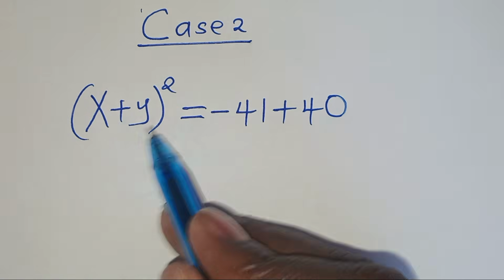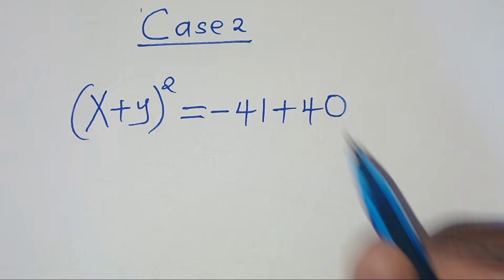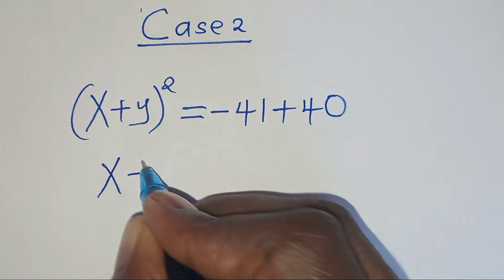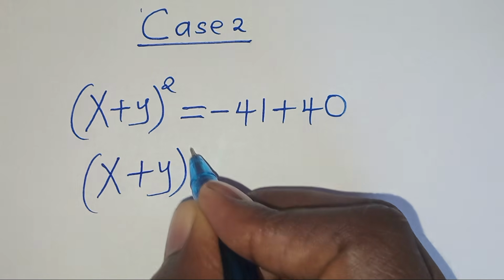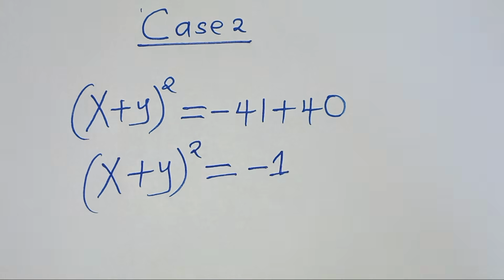So we have x plus y to the power of 2 is equal to negative 41 plus 40, and therefore we have x plus y raised to the power of 2 is equal to negative 1.